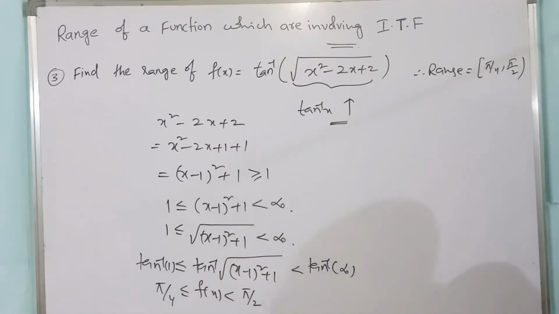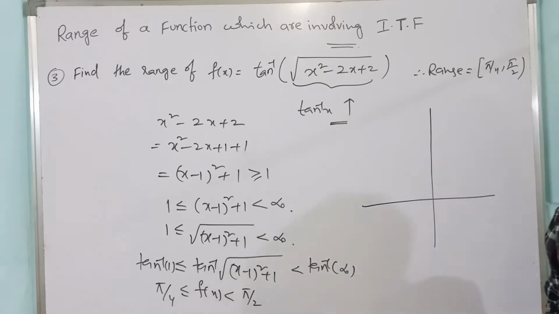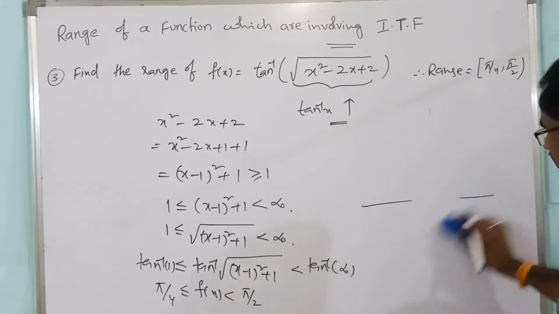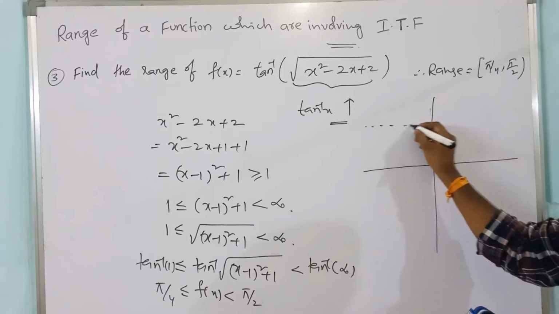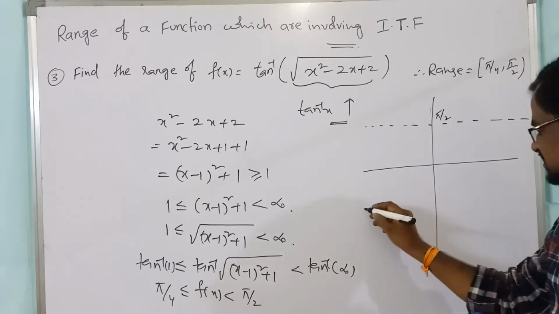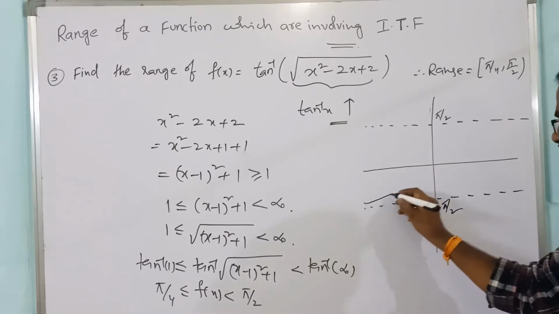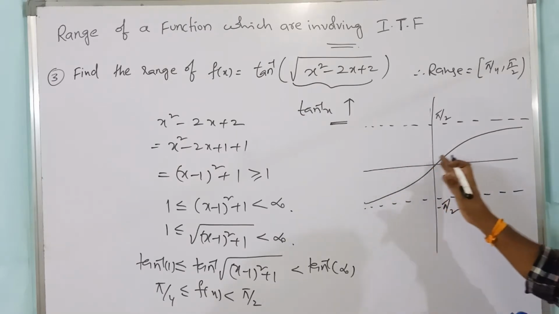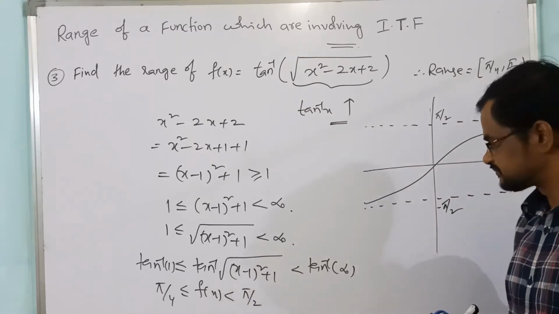Same information. If you take the graph, how do you find the range of the function? By the graph. See, this is the x-axis, y-axis, and here pi by 2. At pi by 2 tan does not exist, and this is minus pi by 2. This is the graph of tan inverse x, an increasing function. As x increases, y also increases. So that's why it is an increasing function.